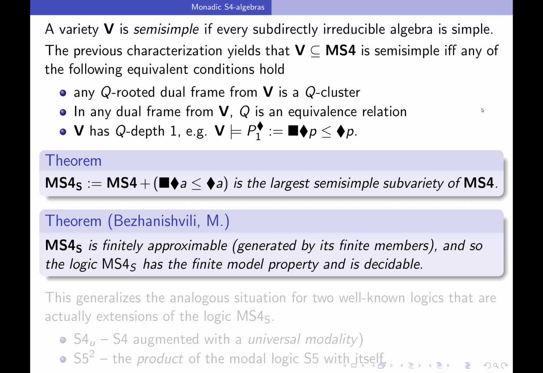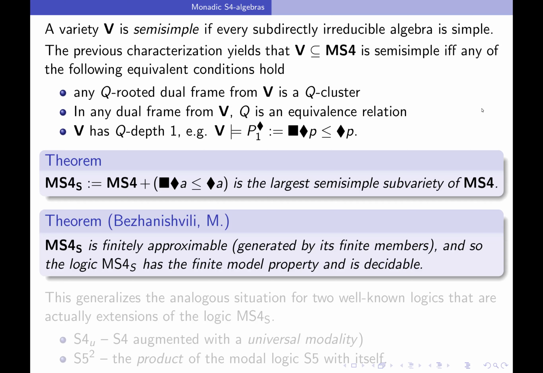And what this turns out to mean on the logical side is that the logic of this variety, or its equational theory, you might as well think of it, has the finite model property and decidability. All right, so we can decide the entailment relation for MS4S.